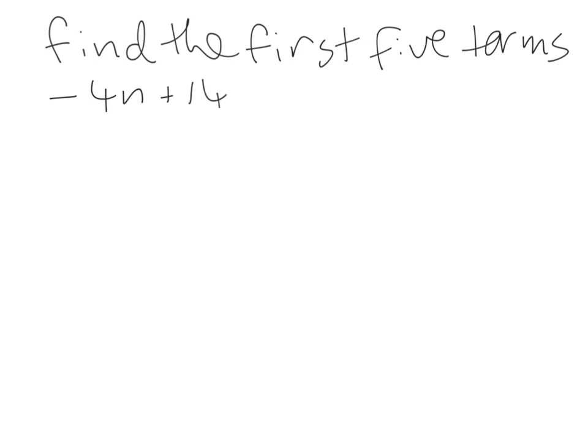So find the first 5 terms of the sequence with the nth term minus 4n plus 14. So again, I'm going to write out the nth term, replacing the n with brackets, and 1, 2, 3, 4, 5.